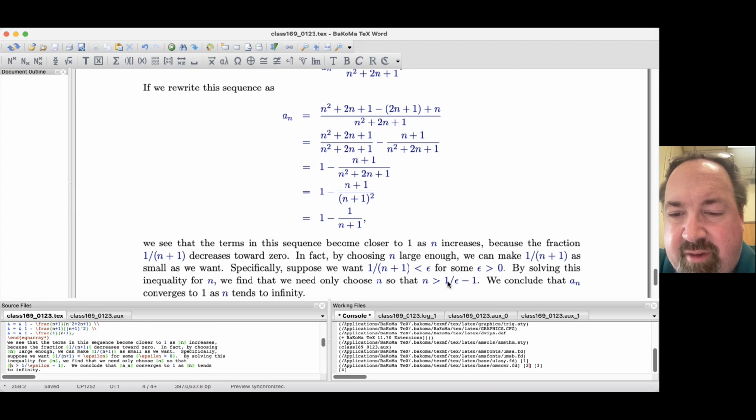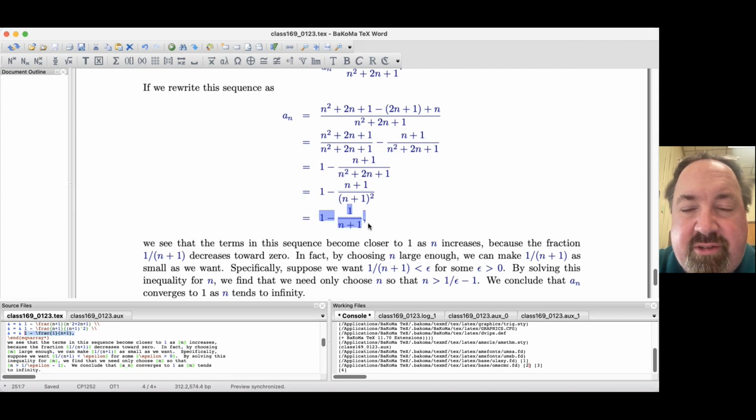If I pick a value of epsilon, no matter how small it is, I can choose an n that is larger than this, and then this number will be that small. So because I can make this as small as I want, that means that this number can be made as close to 1 as I want, just by choosing n large enough. Therefore, the limit of the terms of the sequence is 1.